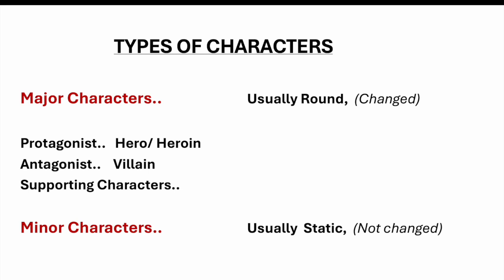Among major characters we have protagonist, hero or heroine. Then we have antagonist, villain. Supporting characters. Supporting characters are of two classes. One group is a supporting protagonist to achieve his goal in the story, and other group is a supporting antagonist to create hurdles in the way of protagonist.